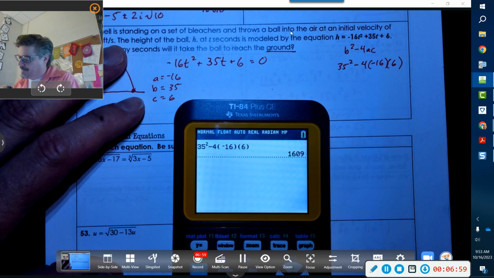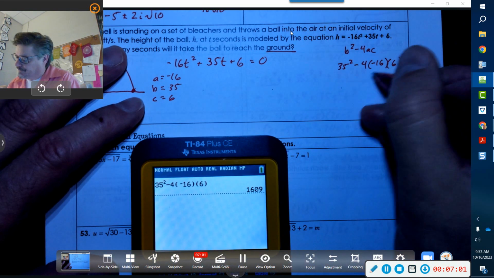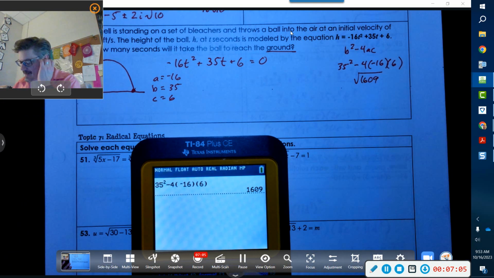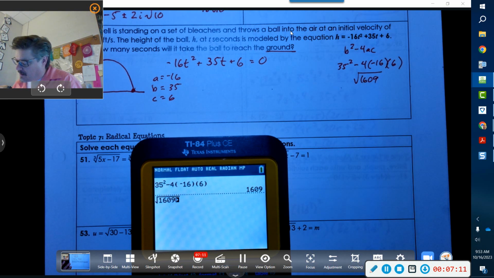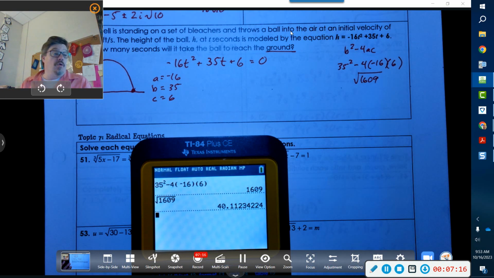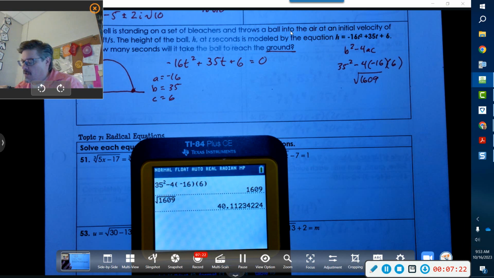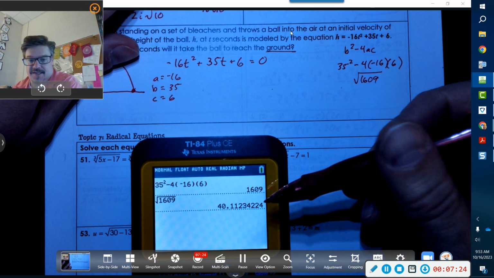Okay, 1609. Okay, now let's see if I can, is this a perfect square here? Square root of 1609? Oh, shoot. But you know what? That's actually okay, because we're dealing with a physics problem, okay? So I'm going to leave it just like that.